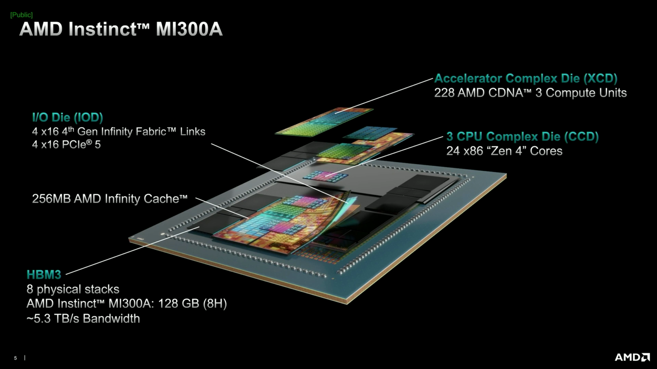It also has a last-level cache, which is the Infinity Cache, and it is pretty large, 256 megabytes in size, which helps reduce off-chip memory requests. And it has 8 stacks of physical HBM memory with a peak theoretical bandwidth of 5.3 terabytes per second.